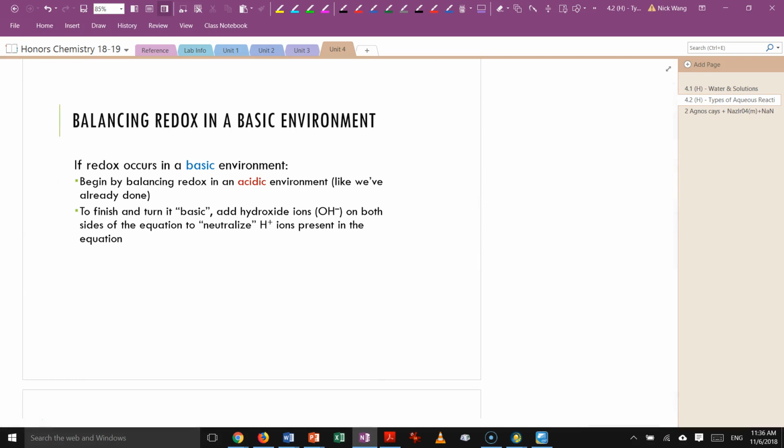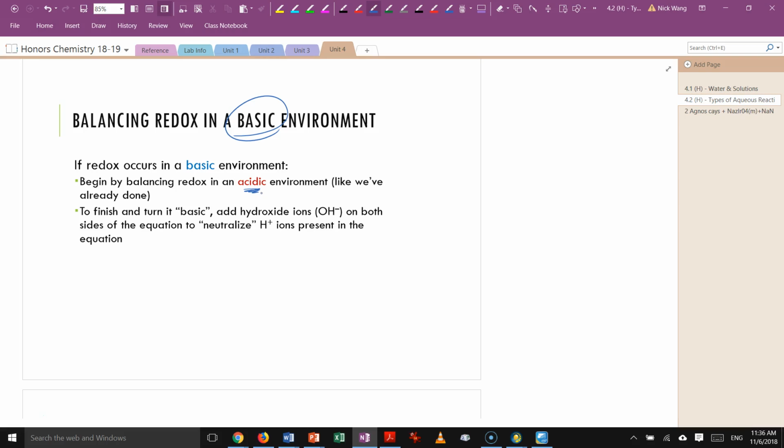All right. So now we've done a bunch of acidic environment balancing. Let's go and do one that's in a basic environment. If it occurs in a basic environment, here's the best procedure you want to follow. Essentially, you're going to balance it by doing it in an acidic environment first. So everything we've done so far has all been acidic environments. But then we're going to finish it off and switch it to basic. So kind of going between acidic and basic, right? They're obviously very fundamentally different, but in terms of balancing them out, you can very quickly switch back and forth between acidic and basic environments.